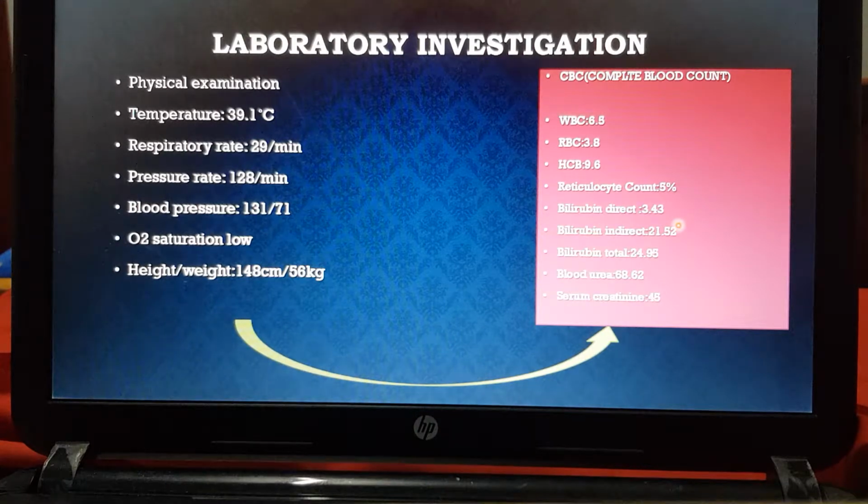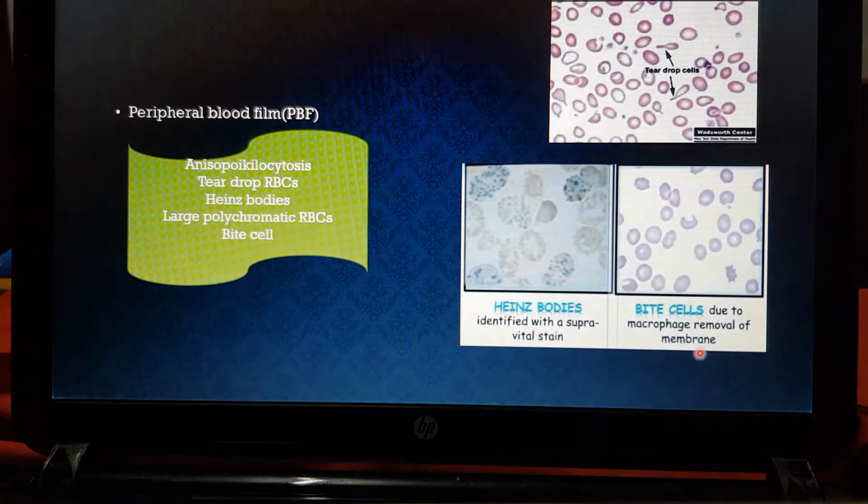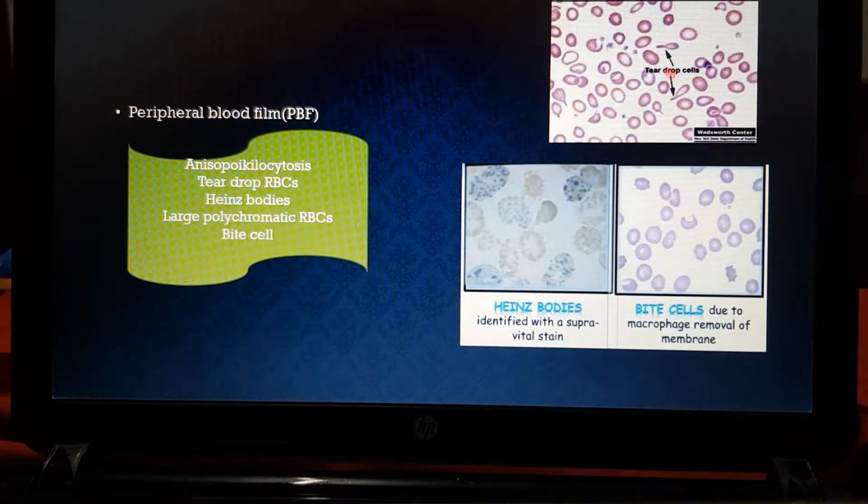Bilirubin direct is 3.43, bilirubin indirect is 21.52, bilirubin total is 24.95, blood urea is 68.62, and serum creatinine is 45. A peripheral blood film taken from the patient shows teardrop cells, Heinz bodies and bite cells. These pictures show the teardrop cell. This is the Heinz body, and this is the bite cell.